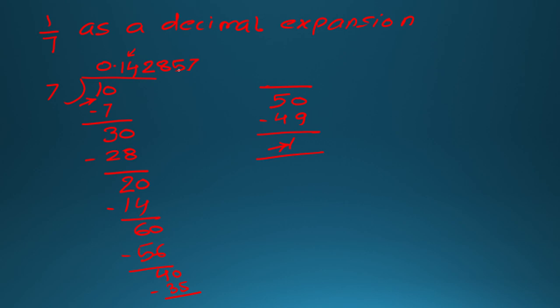It means this pattern will continue now after 7. So here 1 over 7 will be 0.142857, and since it is a repeating number, it will be written with a bar like this. This line is called a bar, and bar means that these numbers will be continuously repeating for infinite times. Like this you can represent the number as a decimal expansion.